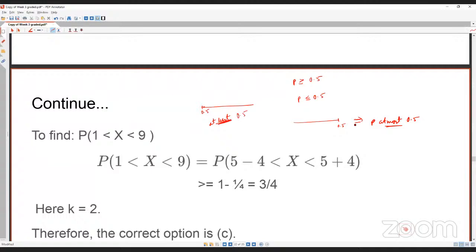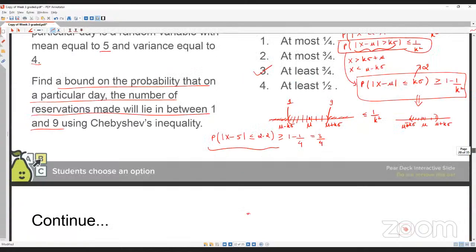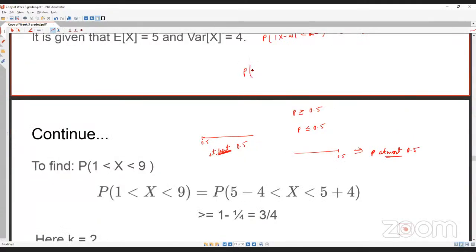Yeah, but how to apply that here when we got an answer 3 by 4? How is 3 by 4 at most here? Because we got that the probability that mod of x minus mu greater than k sigma is less than or equal to 3 by 4. So let's say this is just a probability, a small p. If the small p is greater than or equal to 3 by 4, it is at least: the minimum value that the probability can take is 3 by 4. It cannot take a value between 0 and 3 by 4. If the inequality is less than or equal to, then it becomes at most, is it? Less than, yeah, it becomes at most.